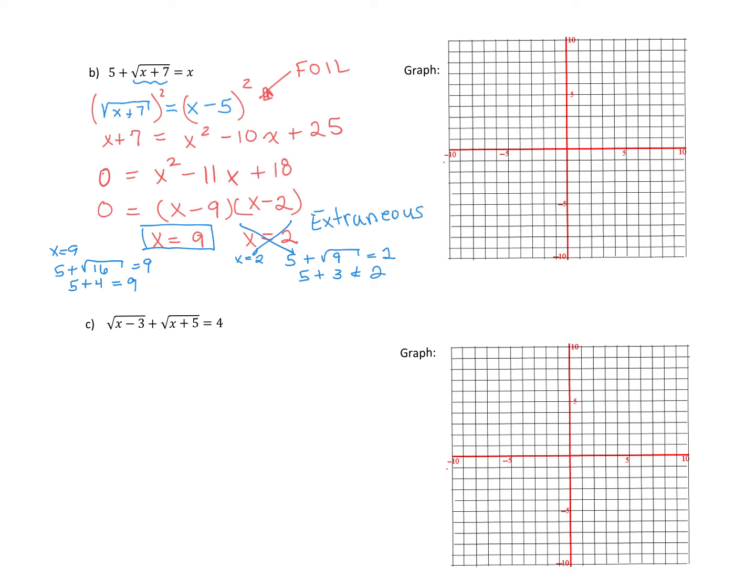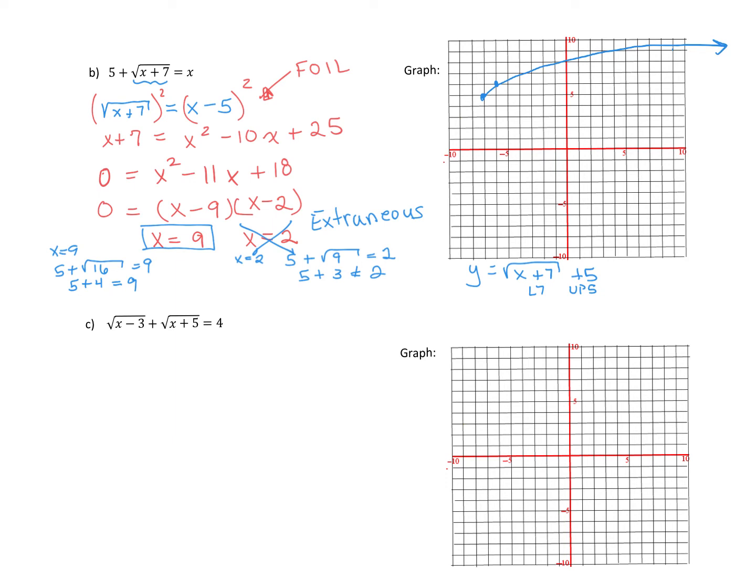Now, what does this one look like? Well, I'm going to actually graph y equals the square root of x plus 7 plus 5. So this is a square root that has gone left 7 and up 5. So we're going to go minus 7 and up 5. And this is going to grow like this.